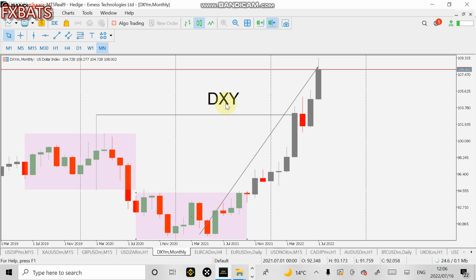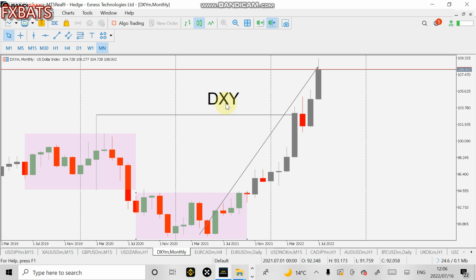Another question that we might ask: what currencies are in the DXY? The US dollar index consists of 6 component currencies. That's the euro, Japanese yen, British pound, Canadian dollar, Swedish krona, and Swiss franc.